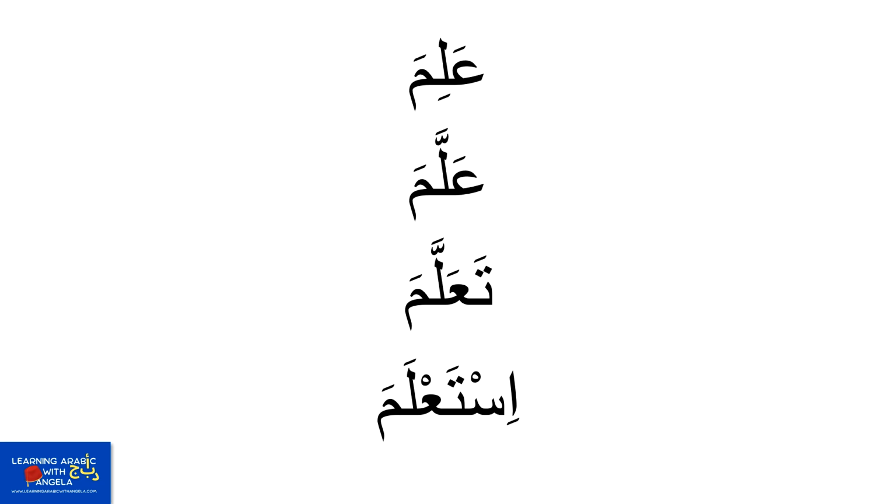Have you ever looked up an Arabic verb in the dictionary and thought, why are there so many versions of the same word? عَلِمَ, عَلَّمَ, تَعَلَّمَ, اسْتَعْلَمَ. They all come from the same three letters, the Ain, Lam, and Mim. So why do they all mean different things? If you've ever wondered that, then this lesson is going to change the way you look at Arabic verbs forever.